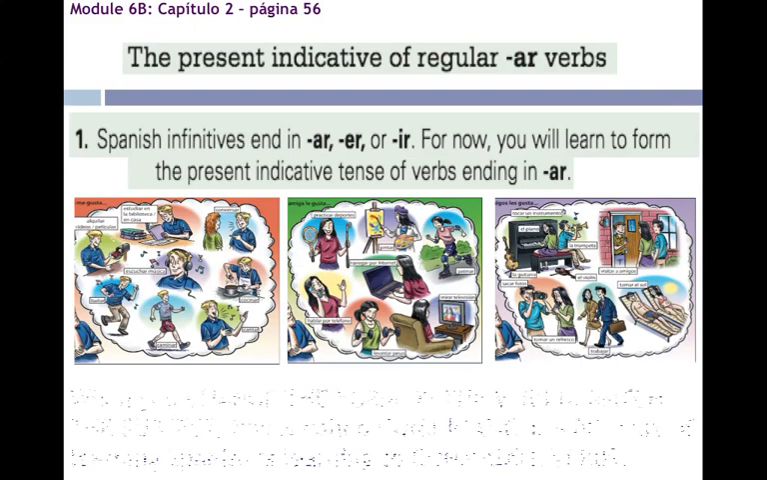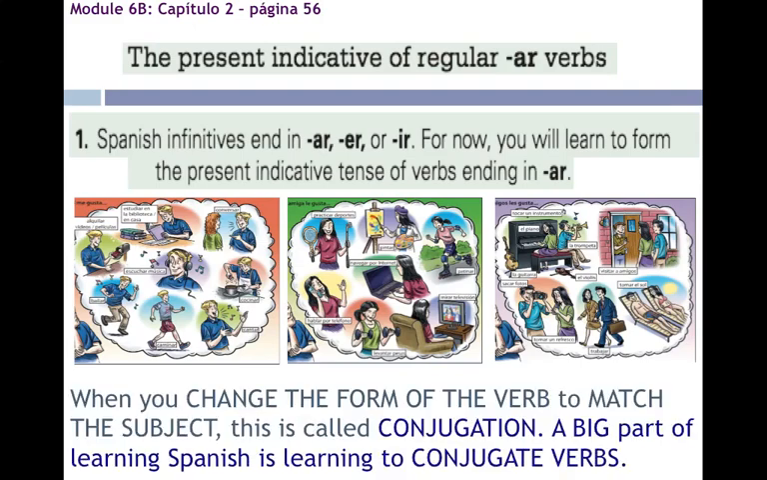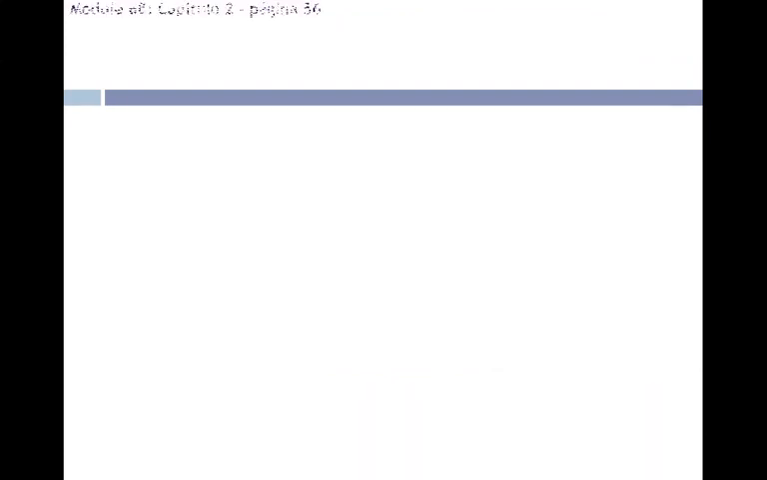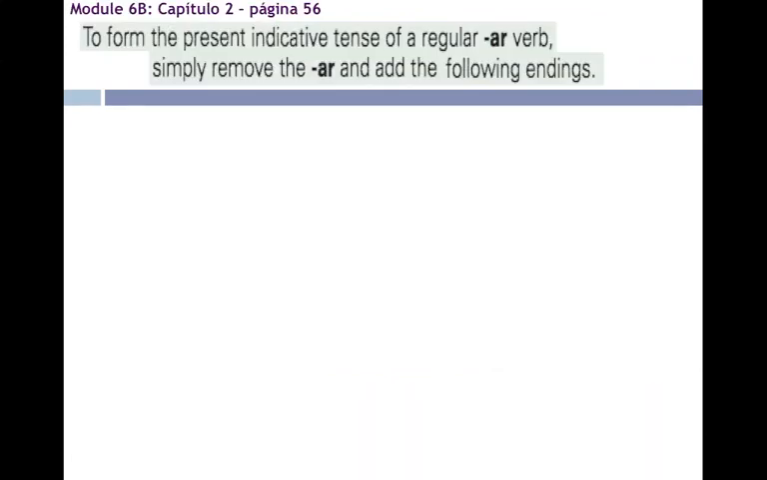When you change the form of the verb to match the subject, this is called conjugation. A big part of learning Spanish is learning to conjugate verbs. So let's get into it. Let's see how to conjugate verbs. To form the present indicative tense, talking about doing things right now, of a regular AR verb, you simply remove the AR and you add the following endings. So we're going to use an example. Take the infinitive bailar.